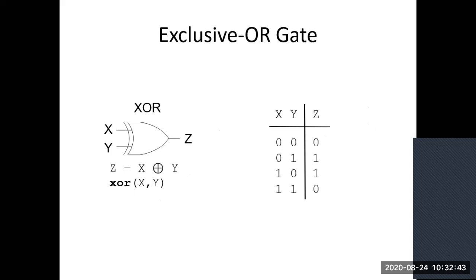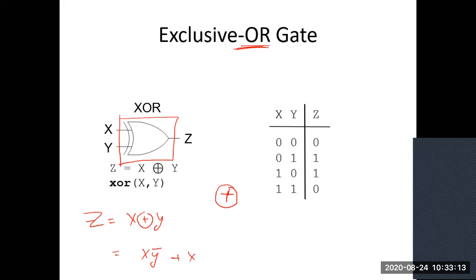One more type of gate is exclusive OR. The exclusive OR symbol is represented in this way as the gate representation, and it is basically X XOR Y. Exclusive OR, we can say it as XOR also. This is the notation for XOR, a plus with a circle. If you expand it further, you will get X Y bar plus X bar Y. This is the notation for this XOR operation.